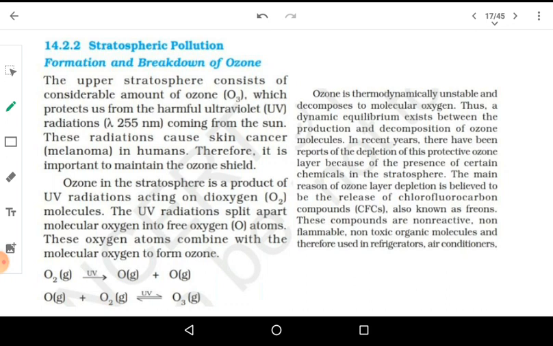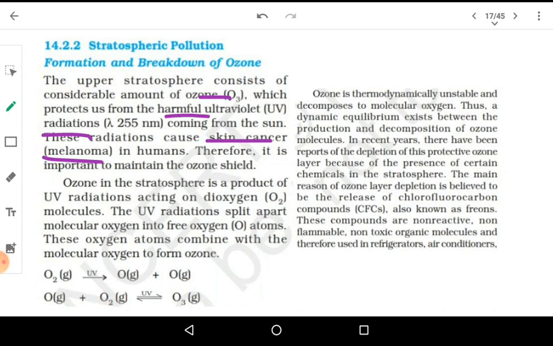Now let us see stratospheric pollution. First one is the formation and breakdown of ozone. As we know, the upper stratosphere consists of a considerable amount of ozone, and it helps in protecting us from the harmful UV radiations coming from the sun. These radiations cause skin cancer, and skin cancer has a technical name, that is melanoma. Therefore, we have to be protected from the harmful radiations.